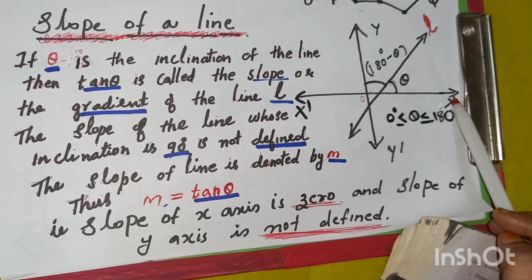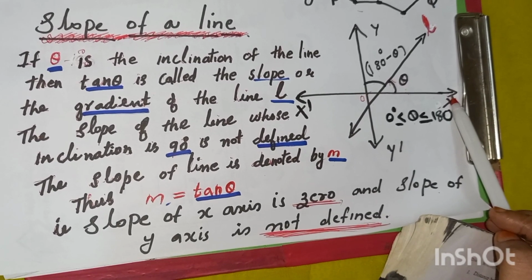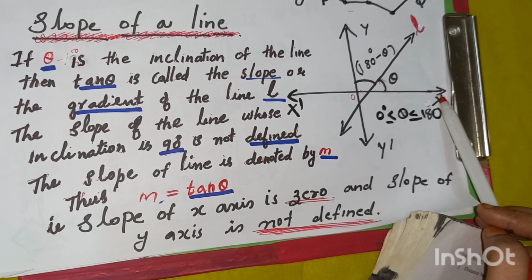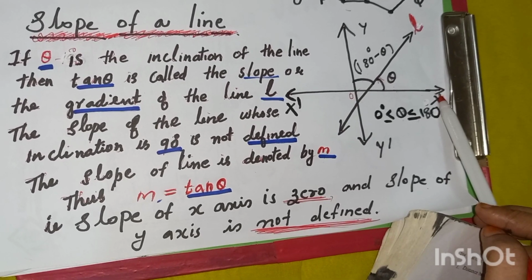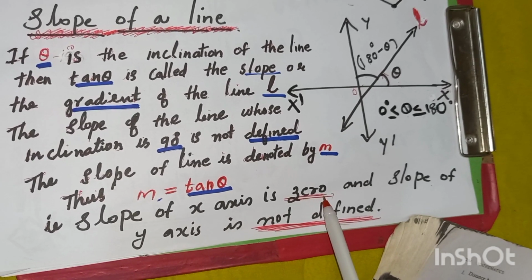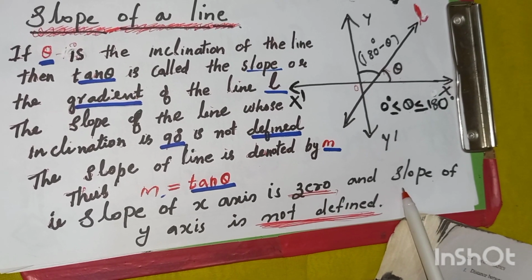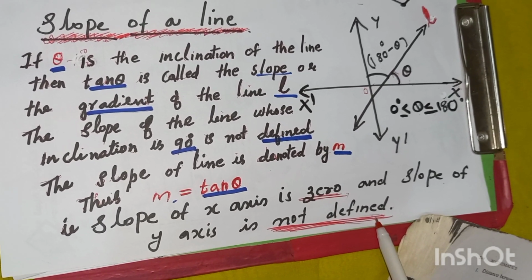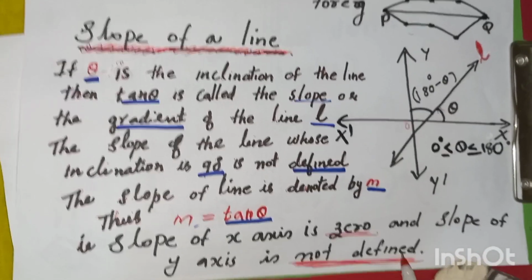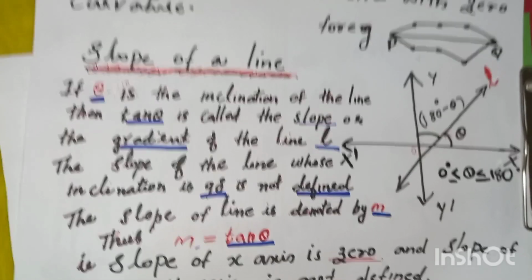Tan 0 means sin 0 divided by cos 0. Sin 0 is 0 and cos 0 is 1. So 0 by 1 is equal to 0. So the slope of the x-axis is 0 and the slope of the y-axis is not defined. Is it clear for you?